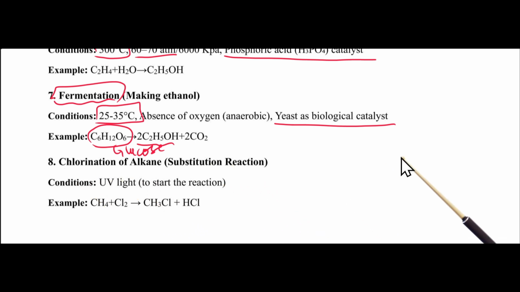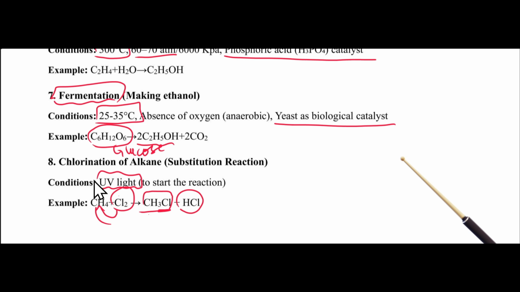Another important reaction is chlorination of alkane. That is also called a substitution reaction, when one of the hydrogens is replaced by chlorine, and the hydrogen that is replaced will react with the Cl. So you will get HCl, and then you can see over here you will get the CH3Cl. So this reaction only needs UV light. For chlorination of alkanes, you use the UV light to start the reaction, or you can also say sunlight.